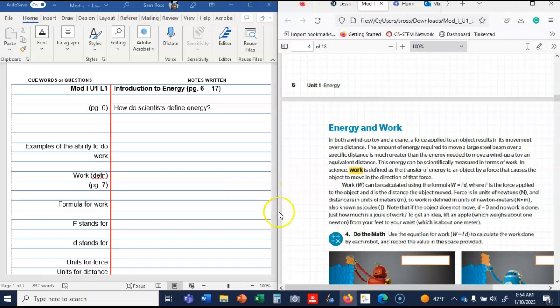Now the formula for work is in this second paragraph. Work, which is signified with a W, can be calculated using the formula W equals F times D. There's your formula. F is the force applied to the object, and D is the distance the object moved.